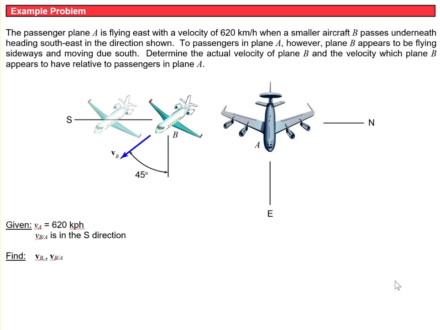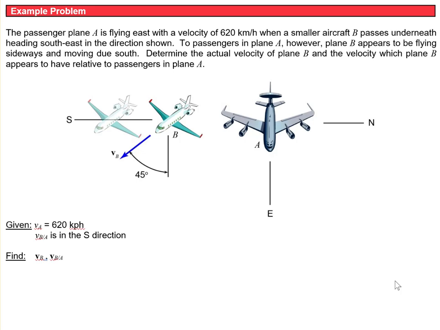The key to solving relative velocity problems is to make sure initially you know what is absolute and what is relative. So in the problem statement, it says that plane A is flying east with a velocity of 620 kilometers per hour. So that's absolute. So we're going to write that as V sub A. And then we have plane B, and the problem statement gives us an actual direction of its flight and a relative direction of its flight.